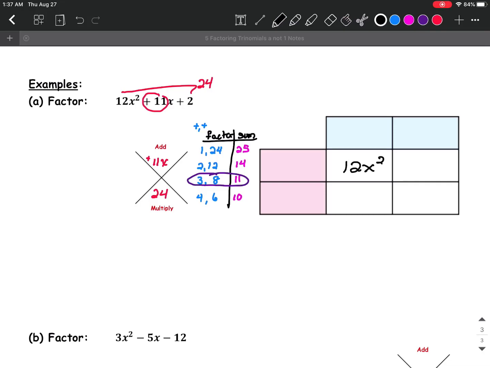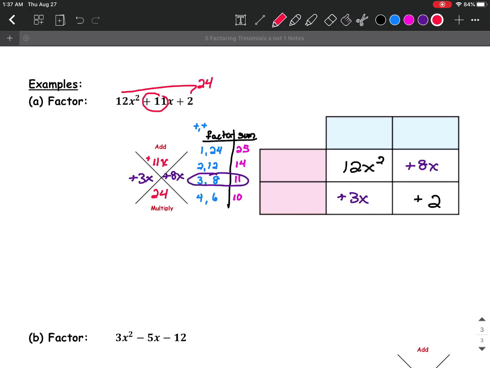We write our last term, 2, down here. Now we're going to take those special two numbers that we found, that 3 and that 8, and multiply them times x. Doesn't matter where you put them. Let's put the 8 here and the 3 here, because going left to right, it's 3, 8. Does it matter? No, it does not matter.